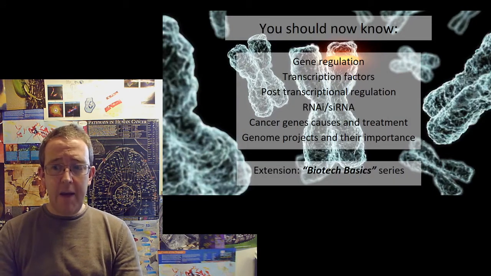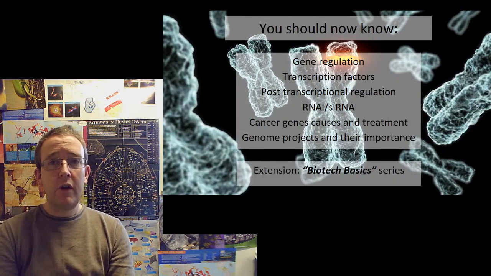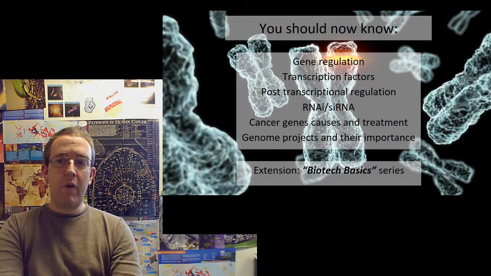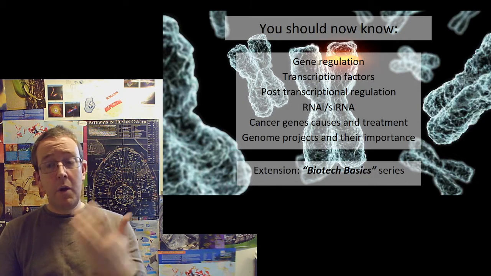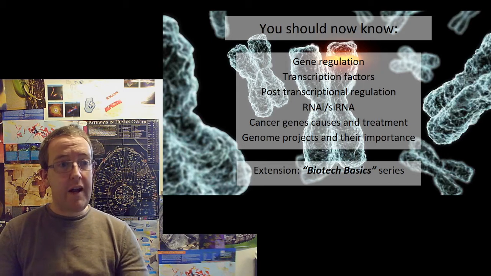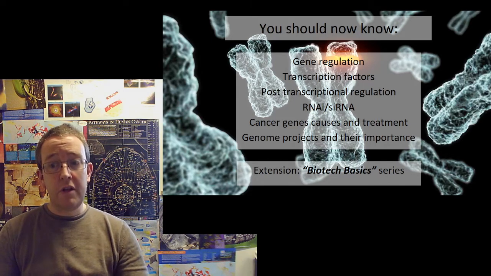So as a recap, here is what you should know. We started with mutations, a recap and an addition to the AS level material. We then went into new material on gene regulation, transcription factors, post-transcriptional regulation, RNA interference, small interfering RNAs, cancer genes, their causes and their possible treatments, and genome projects and their importance is what we've just finished.